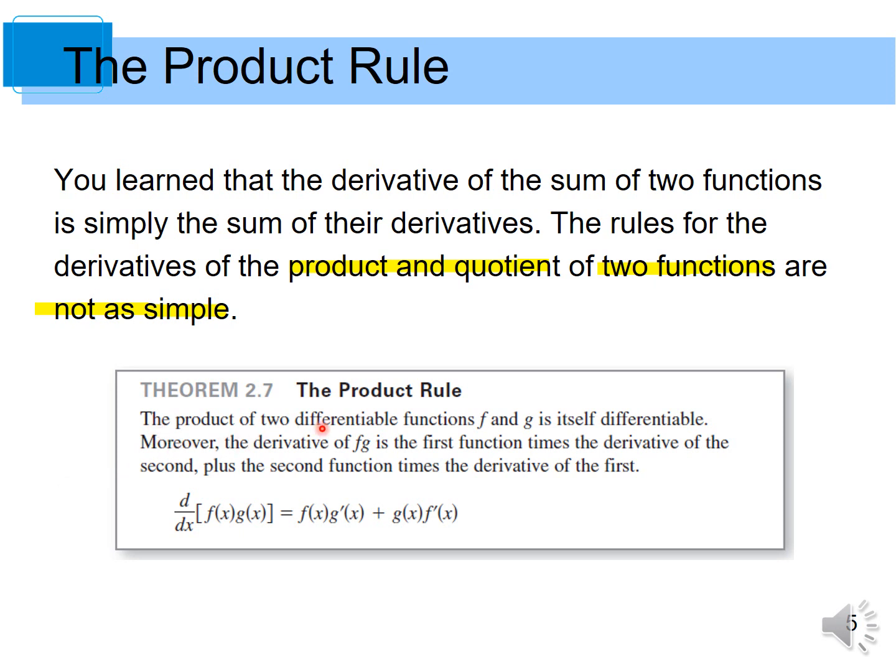The product of two differentiable functions, f and g, is itself differentiable. Moreover, the derivative of fg is the first function times the derivative of the second, plus the second function times the derivative of the first. So, d/dx of f(x)g(x) is equal to f(x) times g prime(x) plus g(x) times f prime(x).